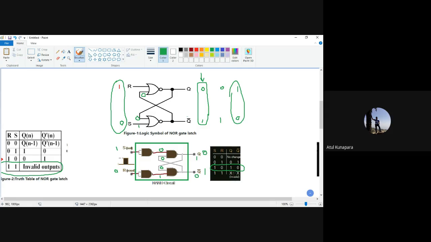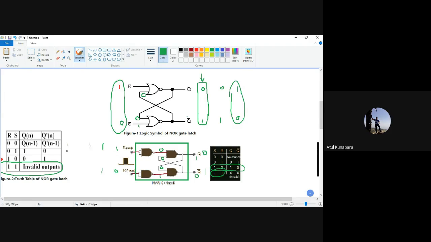In this case also, the 1-1 combination is going to be considered invalid, because when you give both 1-1, at that time your output is going to be either both 1 or both 0. That's really an unstable condition, and that's why it is also considered an invalid case in this also.